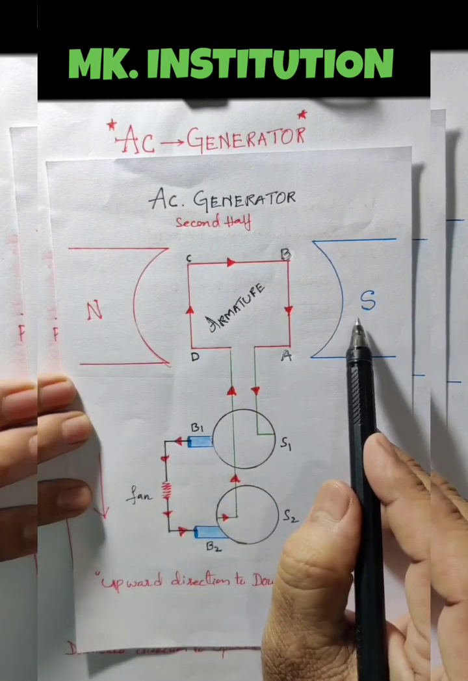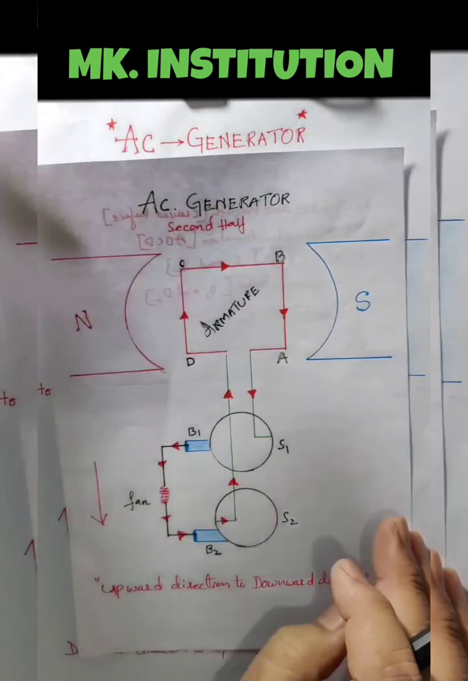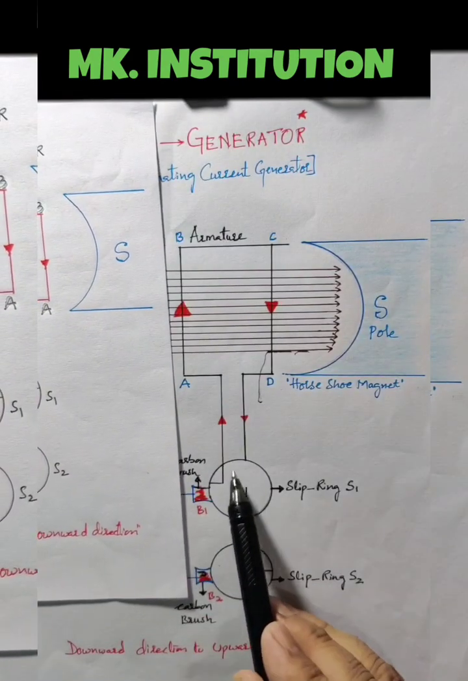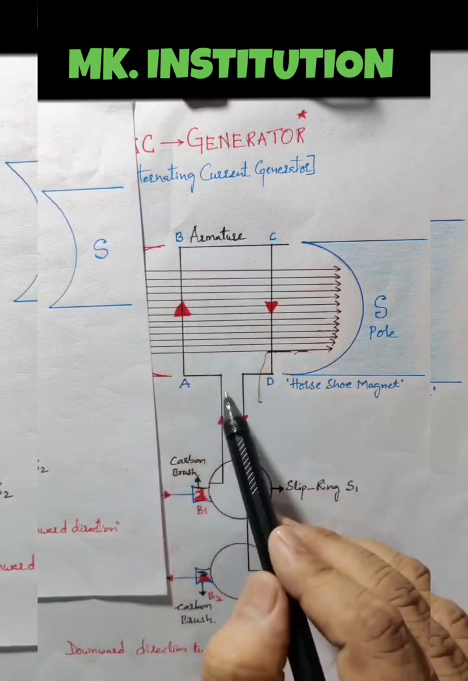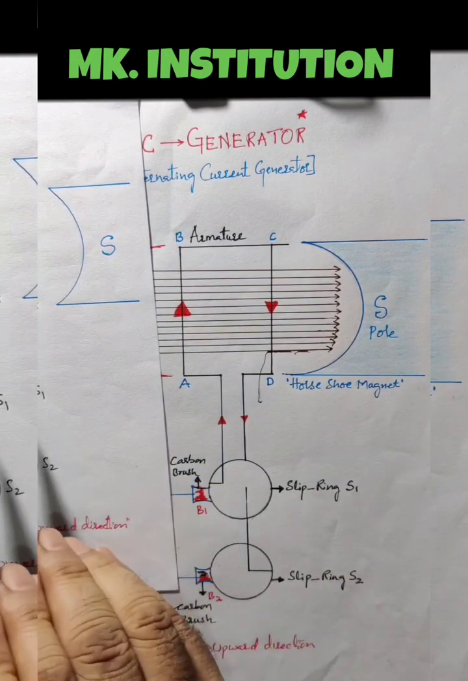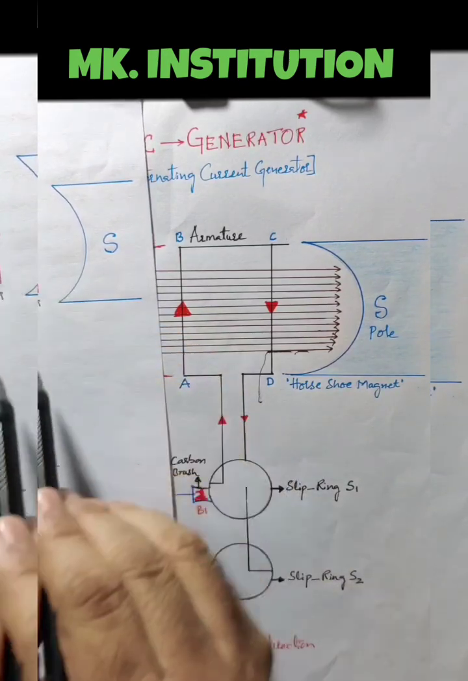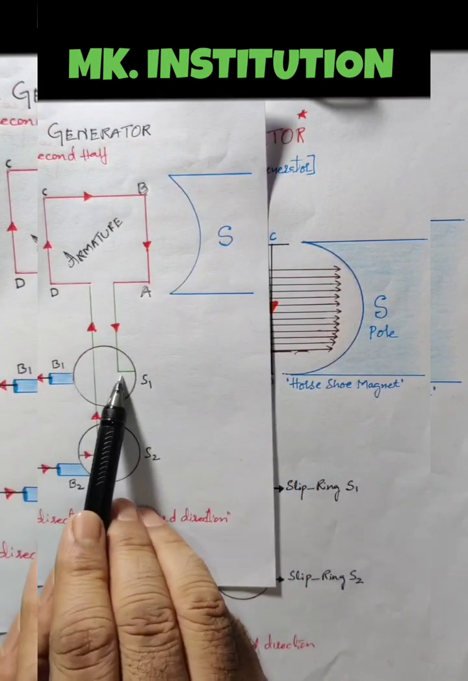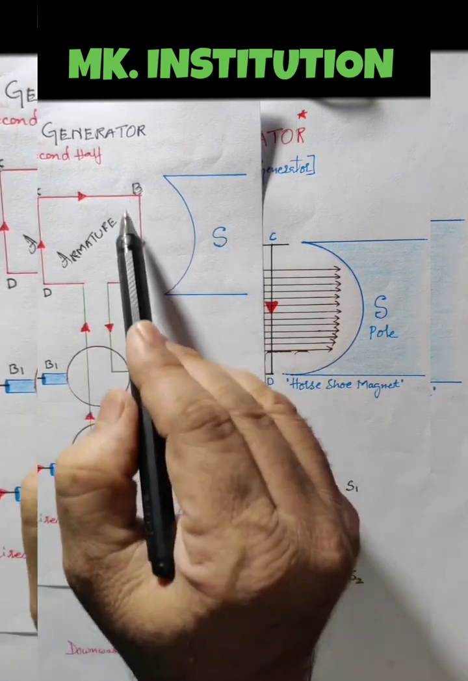North pole, south pole here. See the current here now. This S1, always S1 connections. From A to B, AB connection to slip ring 1. Here also when it turns, then also A and B, connection will be S1 only. The connection will not change here. Slip ring 1 connection will be as it is.